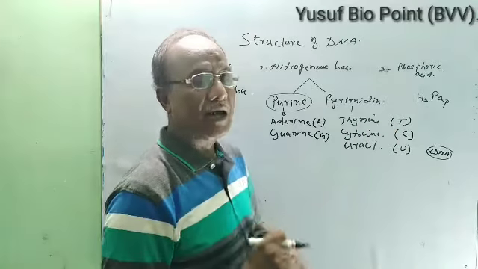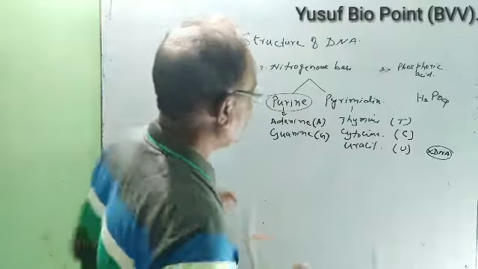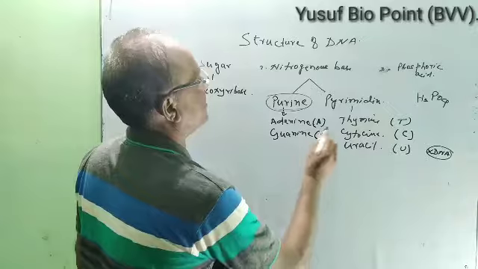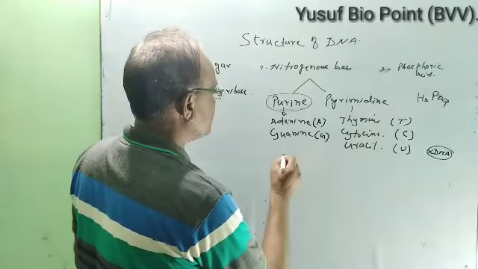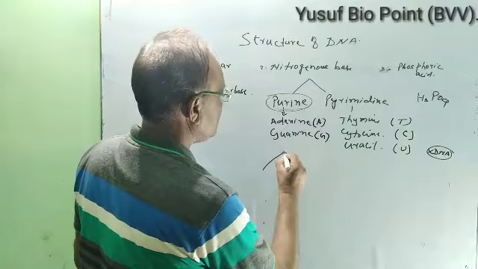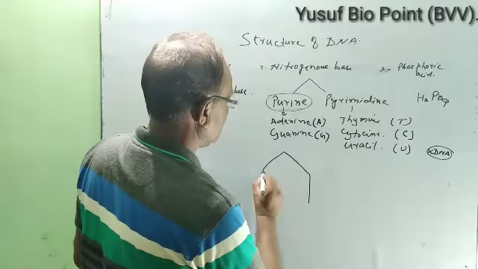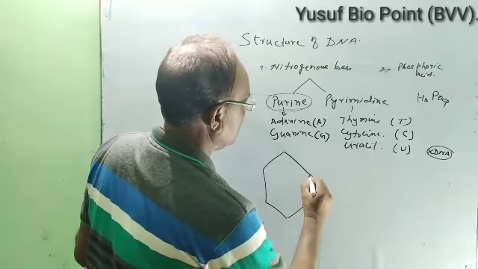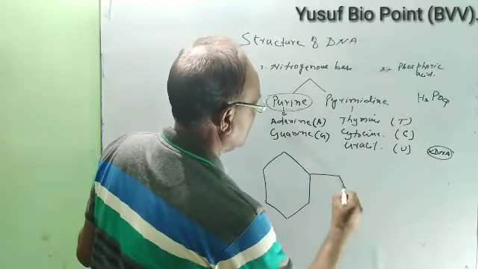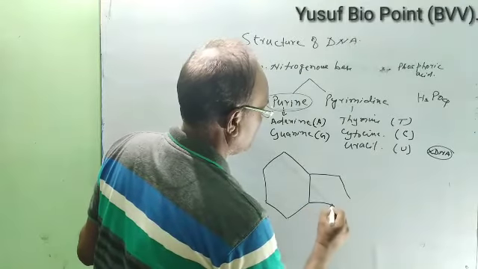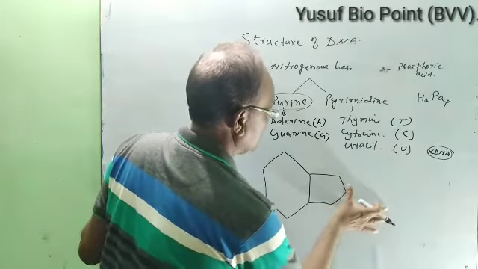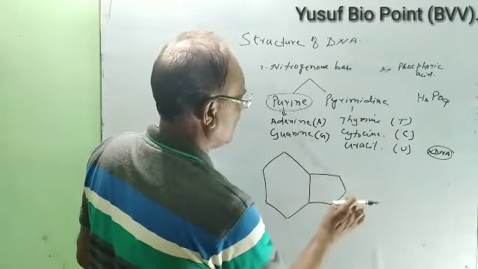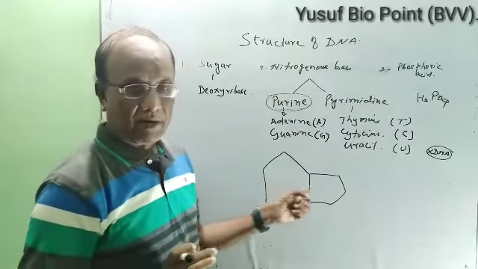Now, we shall see how they are arranged. Now, that is the purine. The structure of that we will see. That is purine, a double ring structure.